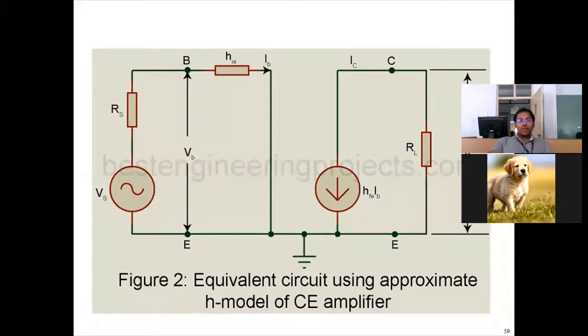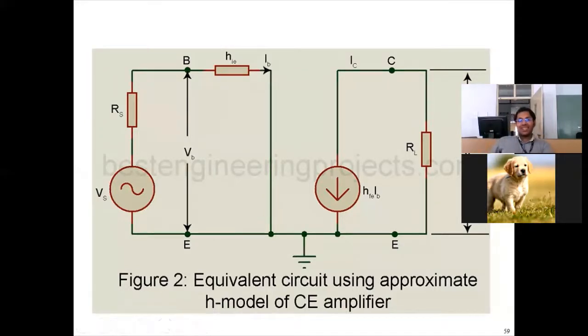How are we approximating? 1 by HOE, because it is large, we have replaced by an open circuit. Next, HRE VC, the value was small, so we are replacing it by a short circuit. And this is the approximate model.